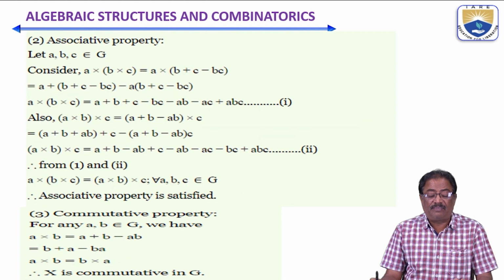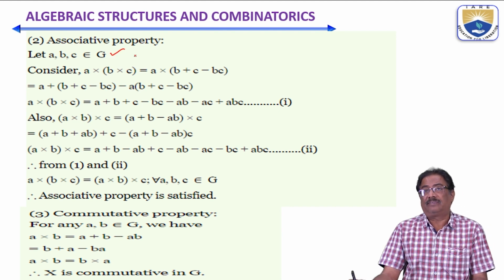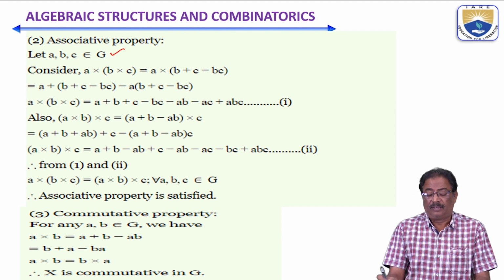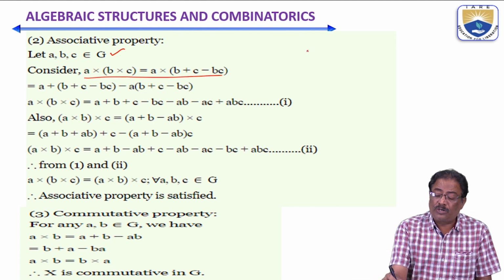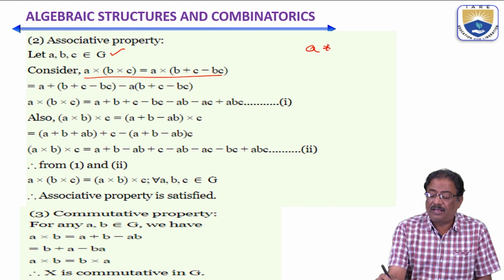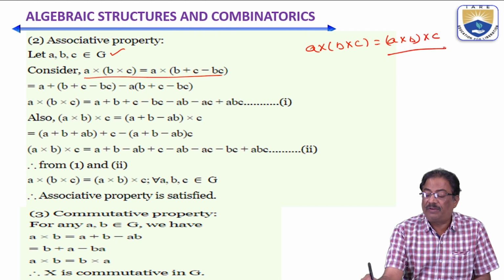Then the other one is the associative property. So, for that, the three values we are going to consider are A, B, C, and we are going to verify A cross B cross C is equal to A cross B cross C, that is, A cross (B cross C) equals (A cross B) cross C. We are going to verify this.